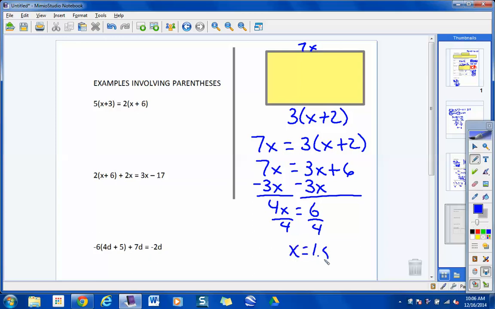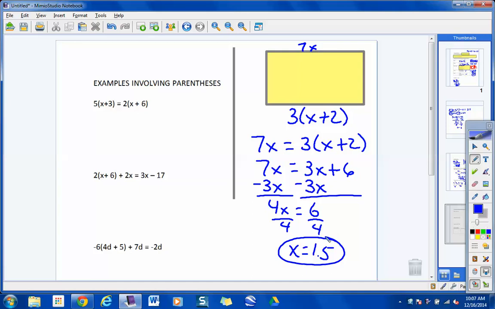So don't lose sight of the fact that we did some stuff with perimeters comparing two shapes. We can also apply it to one shape when we know properties of rectangles. In other words, top side's got to be the same length as the bottom side. So I set the 7x equal to what? Set it equal to 3 times x plus 2, right? Right? Okay.